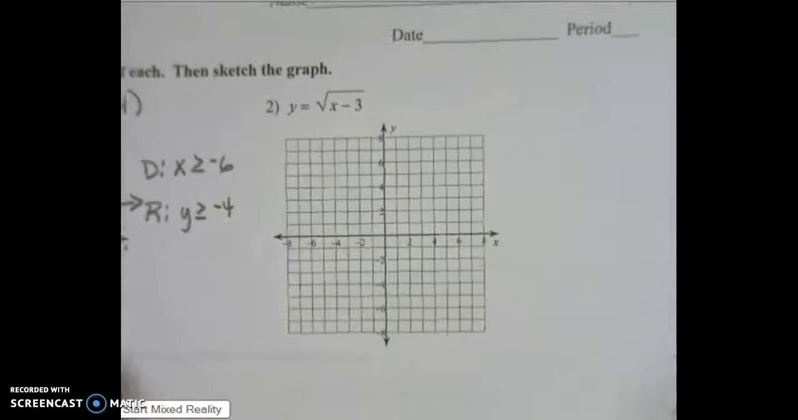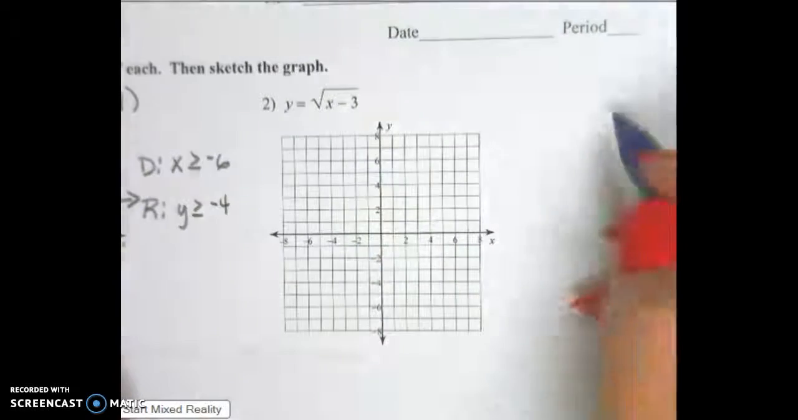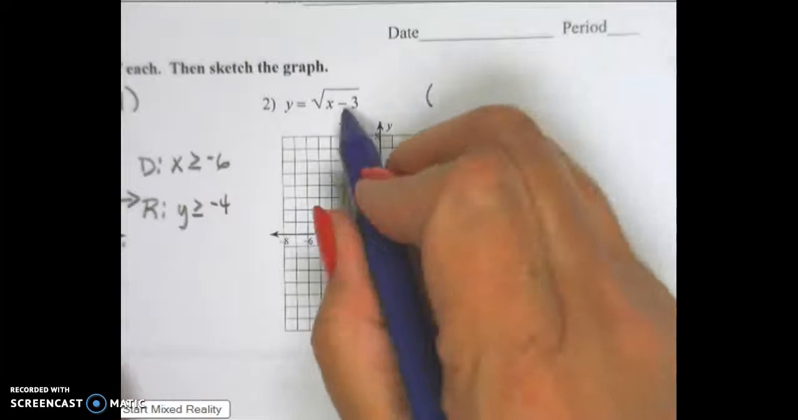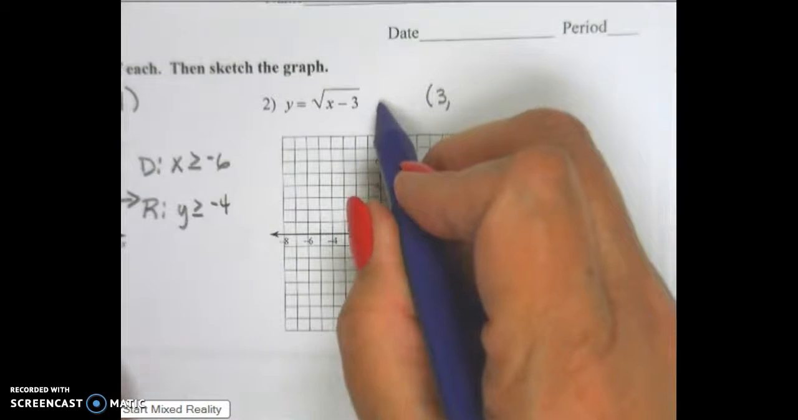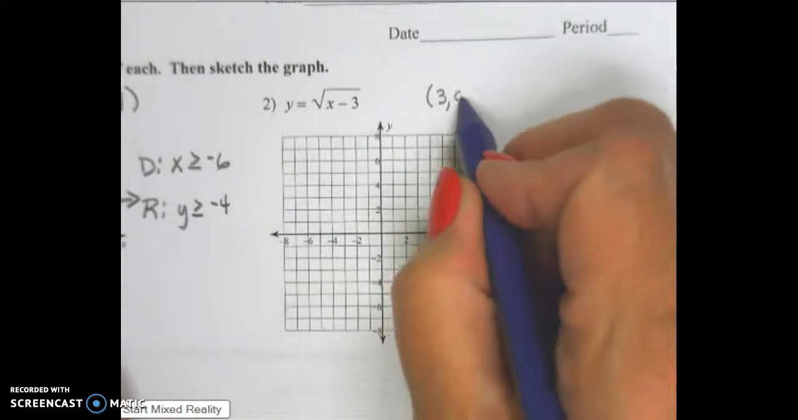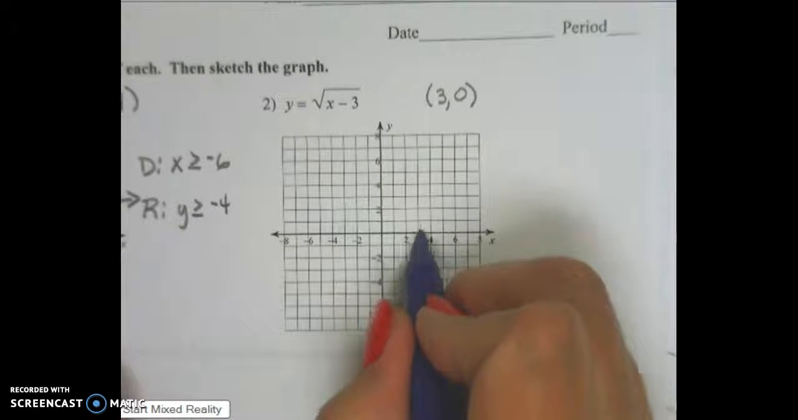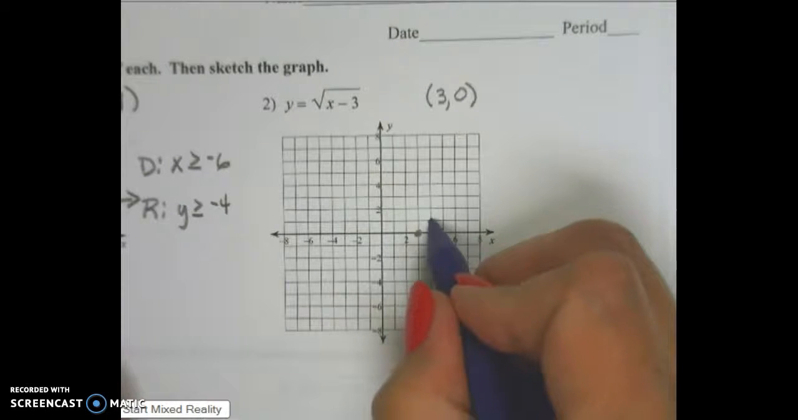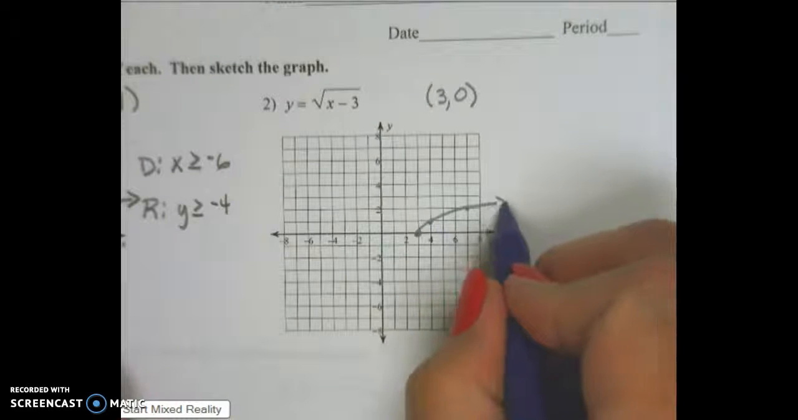Now for problem number 2. Again, it's a square root, so it's going to be a wave. Opposite and keep. The opposite of what's inside is my 3. I keep what's on the outside. Well, there's nothing there, so that's going to be a 0. So the starting point for my wave is going to be at 3, 0. Again, it's 1, so up 1 over 1, up 1 over 3, and it creates my wave.